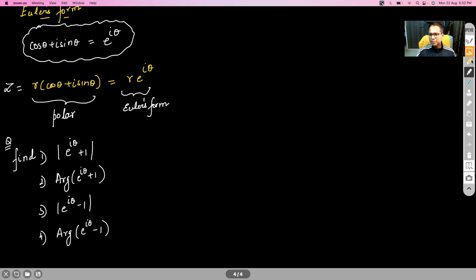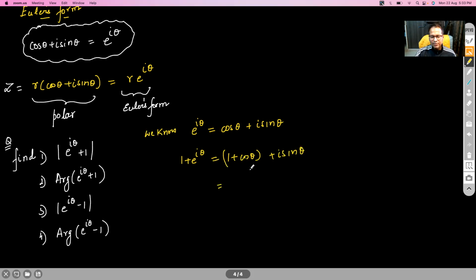Okay, so let's take this up. I think many of you are still solving it. It's very simple. If I take e to the power i theta, I've already written that it is cos theta plus i sin theta, right? Now the moment you add a 1 to it, it will become 1 plus cos theta plus i sin theta, right? Now I have clubbed 1 with cos theta because both are real. And if you recall your half angle identities, 1 plus cos theta can actually be written as 2 cos square theta by 2, isn't it?